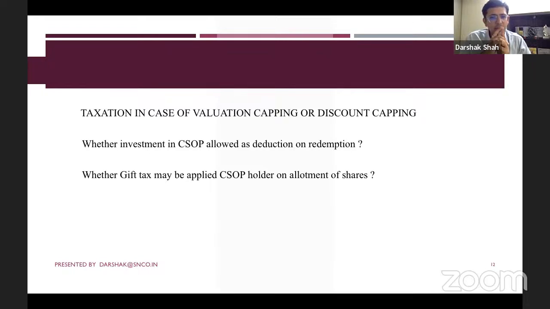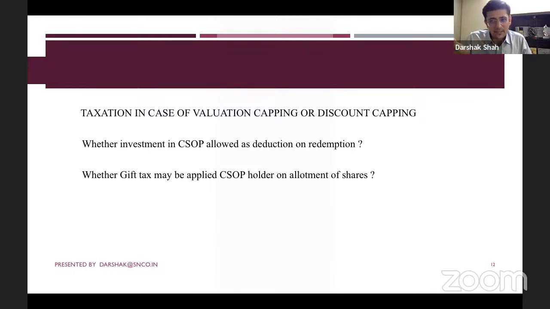So gift tax may be applied on CSOPs holders on allotment of shares, because what is happening is that against the investment which was considered as a revenue item, you are getting the shares. So if the shares are getting allotted under the community plan, the question is whether gift tax is going to be applicable. Here, one of the arguments could be that no, gift tax should not be applicable. One of the reasons is that there is a contribution by the holder, and he is contributing against which he is getting the shares. So ideally, it is not.